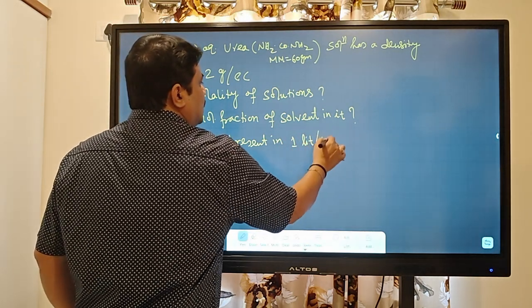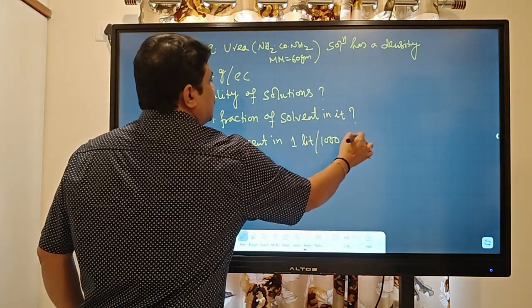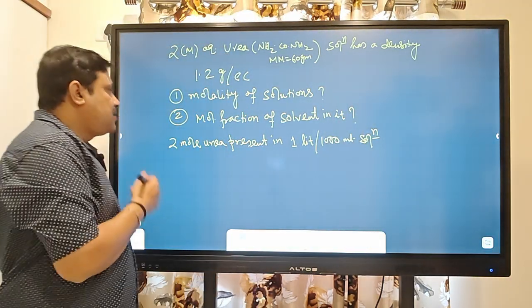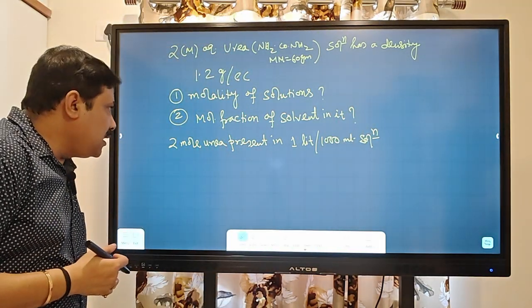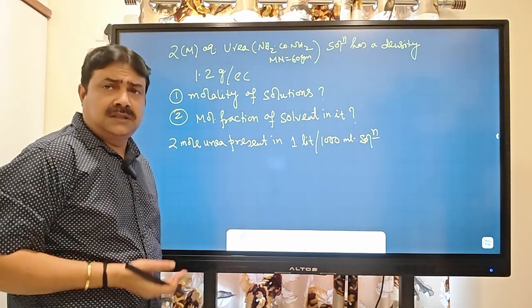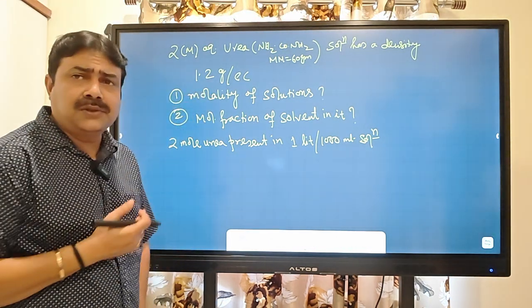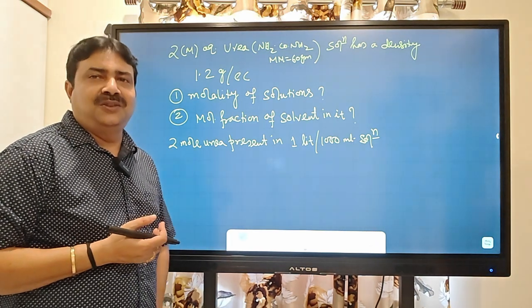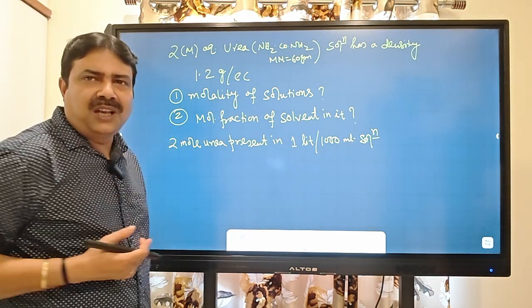1 liter or 1000 ml of solution. Yes or no? Tell me. Say something, yaar. So 2 mole urea present in 1 liter or 1000 ml of solution, then only my molarity will be equal to 2. Number of moles of solute by volume of the solution in liter gives rise to molarity.